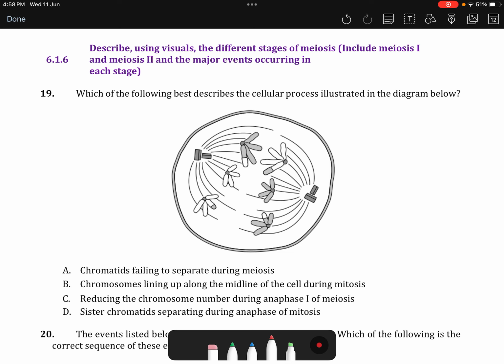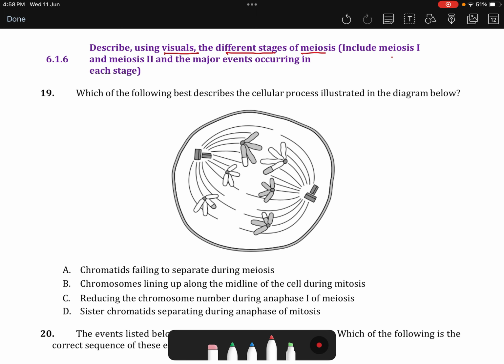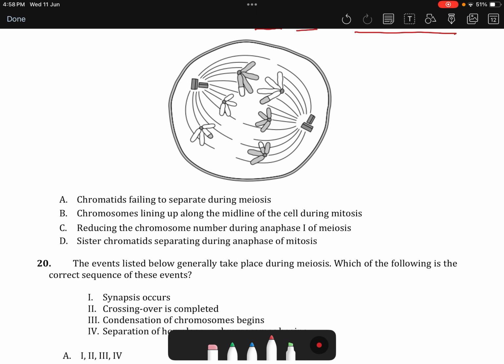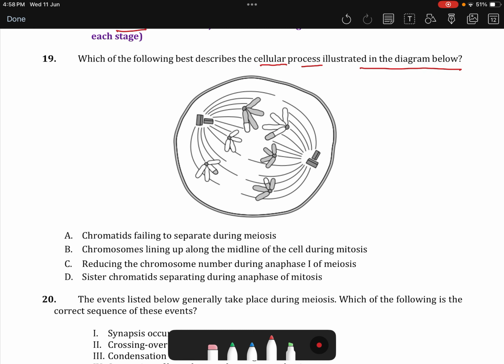Describe using visuals. So you need to see the diagrams and describe the different stages of meiosis. Include meiosis 1, meiosis 2, and the major events that occur in each phase. Which of the following best describes the cellular process illustrated in the diagram below? In this diagram we will see what's happening. You see that crossing over has already happened, right? And when you see a full chromosome moving to the opposite pole, it means it is anaphase.